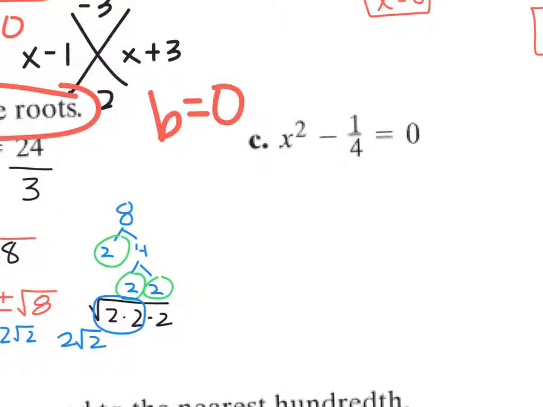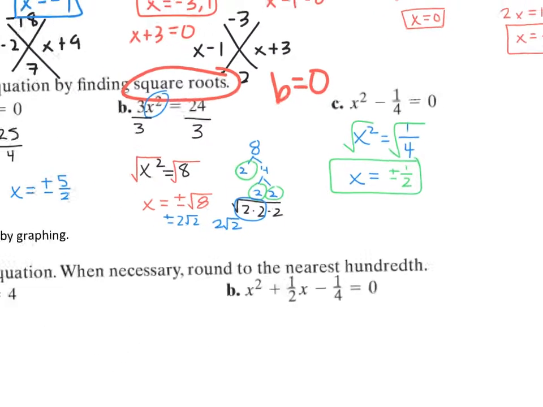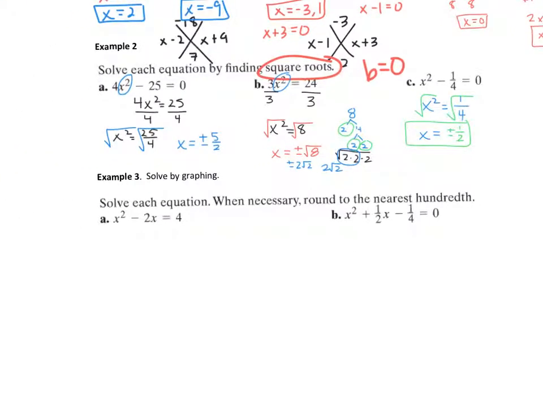And then C, I want to isolate the x squared, so it's going to be x squared equals 1/4. So x equals square root, plus or minus 1/2. So there's my answer. Okay, then solve each by graphing. Okay, we're going to graph it.